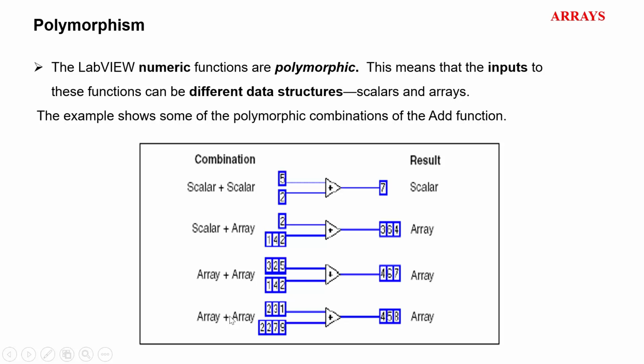If you have array plus array but of different sizes, then the output will have the size of the smaller one. Here we have 3 elements and in this we have 4 elements. The output for this particular array will be 2 plus 2, 2 plus 3, 1 plus 8. The output will be of 3 elements.